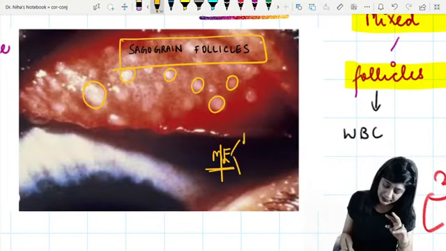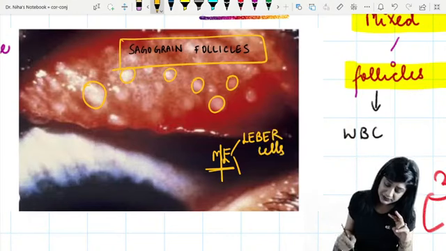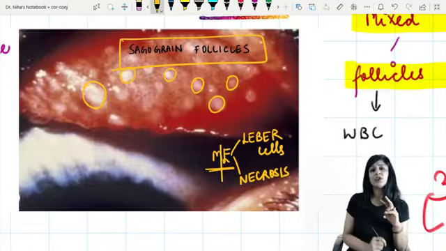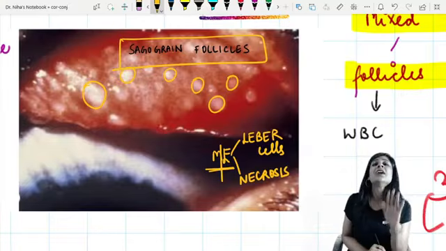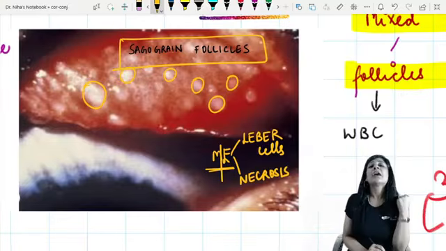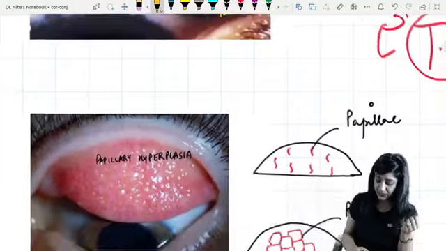One is the Leber cells. You are getting the Leber cells, and you are seeing the signs of necrosis. So you are seeing the Leber cells and the signs of necrosis, and you are sure that this is a case of trachoma only. While the second thing is the papillary hyperplasia.